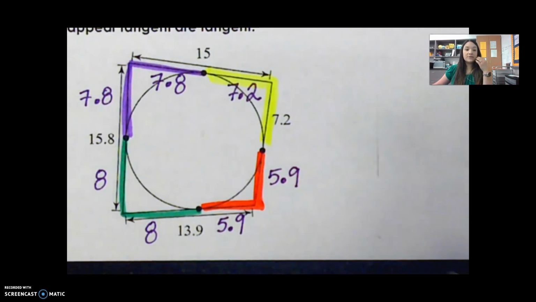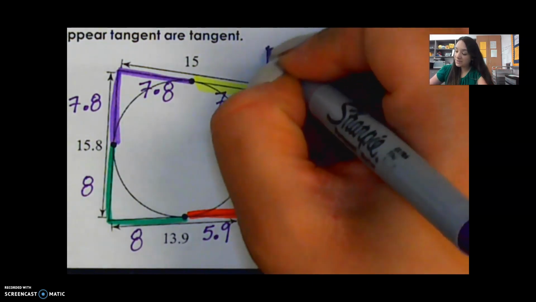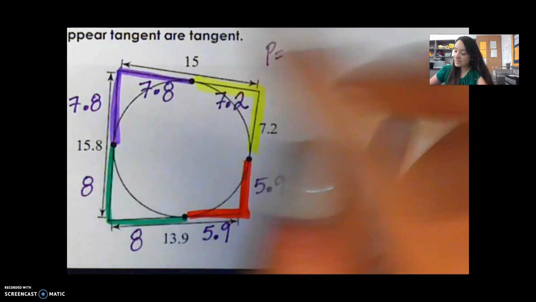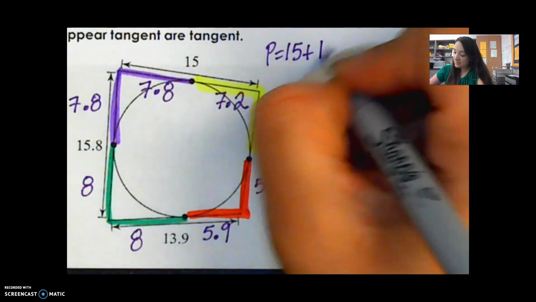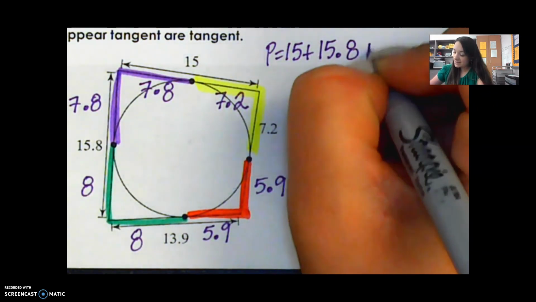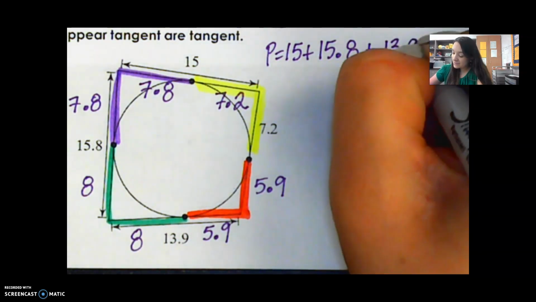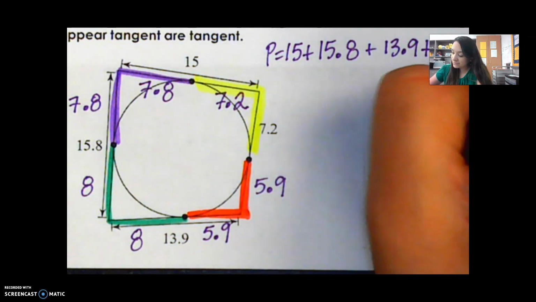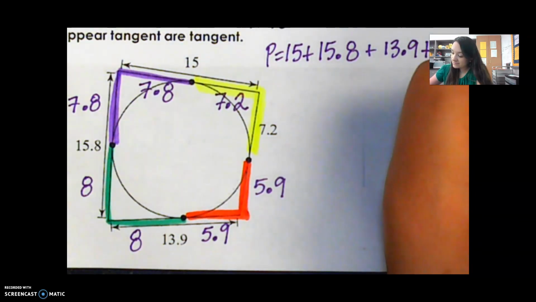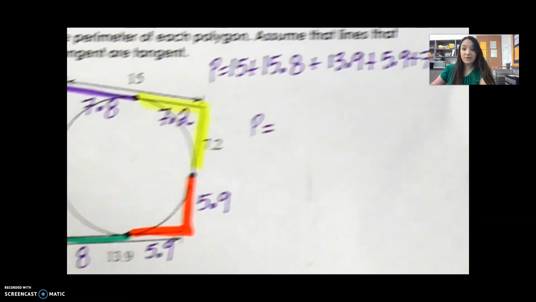Same as this one. Now perimeter means add them all up, so I'm going to say perimeter is equal to this whole piece is 15, this whole piece is 15.8, this whole piece is 13.9, and then over here I've got 5.9 plus 7.2. When I add all those numbers together, I'm going to get what?